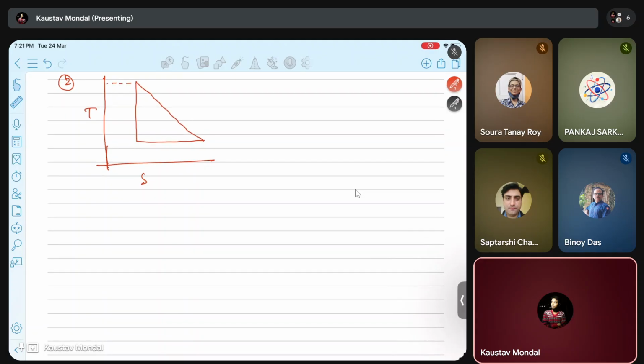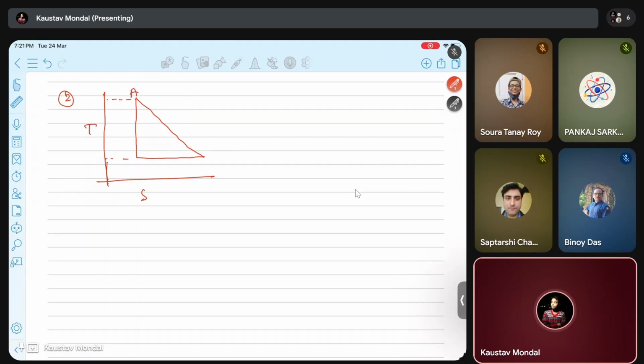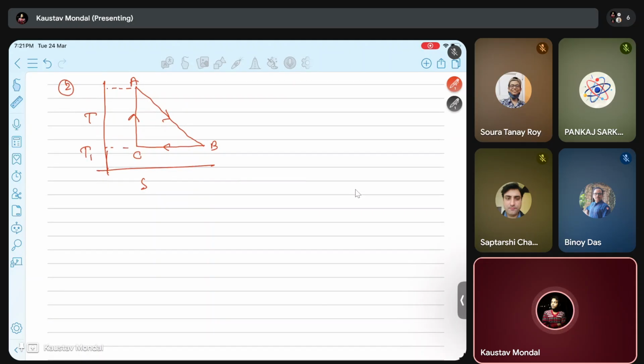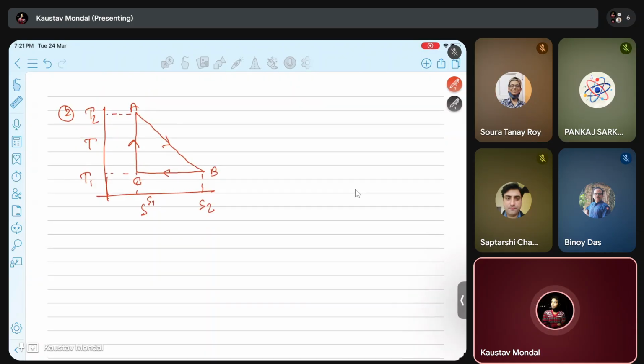The process moves like this: A, B, C. This is T1, this is T2, this is S1, this is S2. And there's another process, process two.